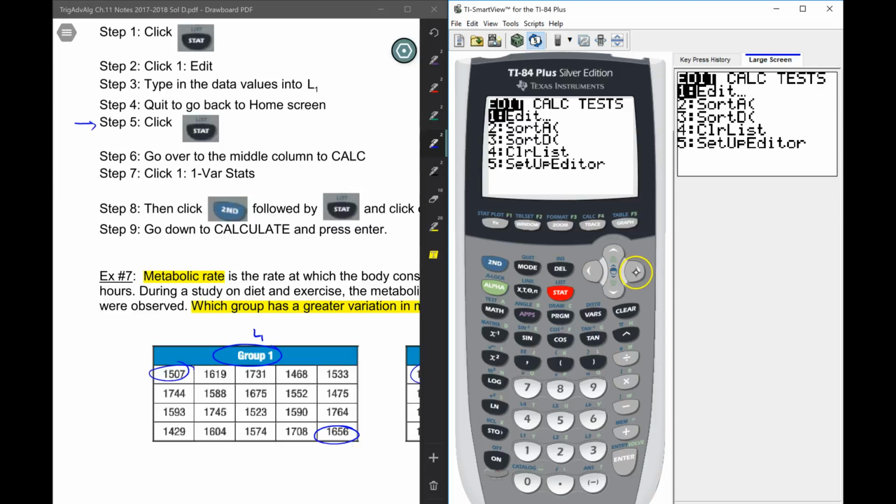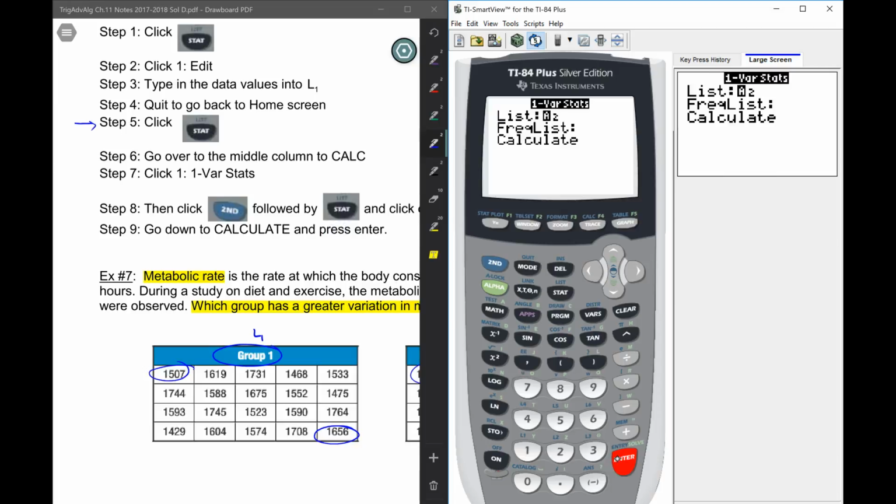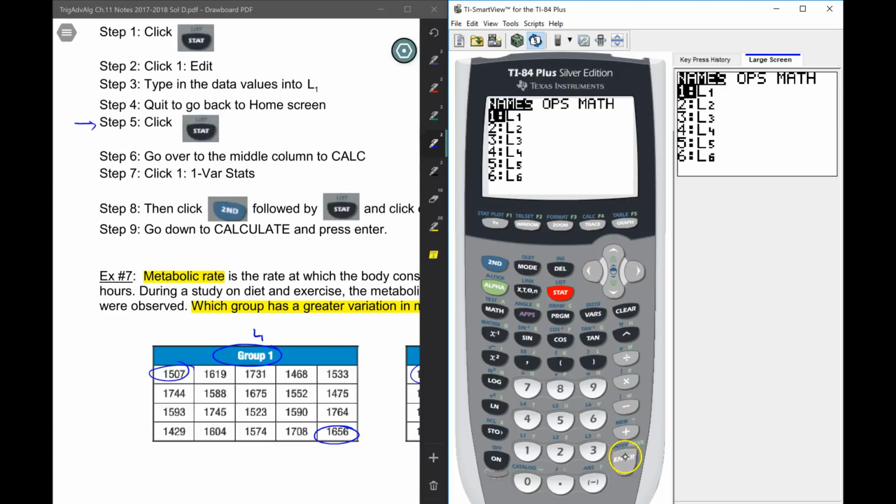Right arrow to go into the Calc tab. And what I want is one variable statistics. Make sure that where it says list, it's L1. If it's not L1, here's how you're going to make it L1. Second stat, and we're going to hit L1.